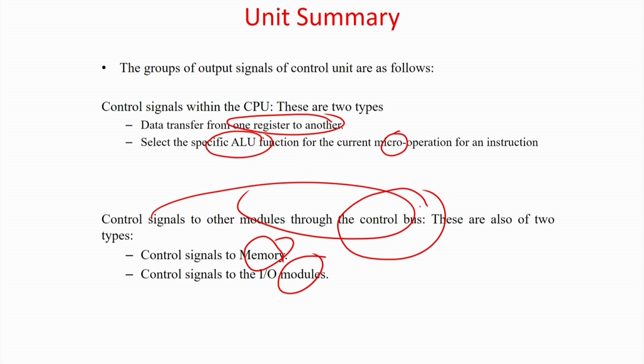In that case they are done through the control bus. When the signals generated by the control unit are reserved only for the CPU, that do not go to memory, etc., they are all internal. But if you are going outside the CPU, then you have to talk to memory, you have to talk to other IO modules, etc.